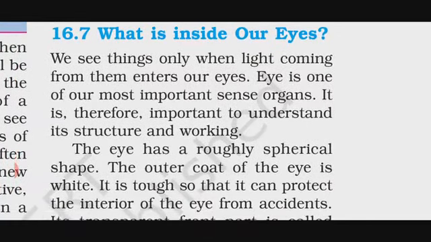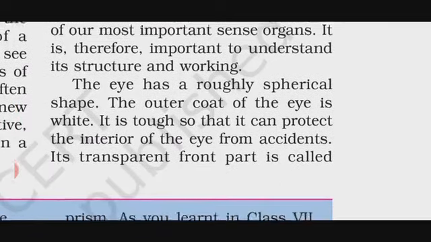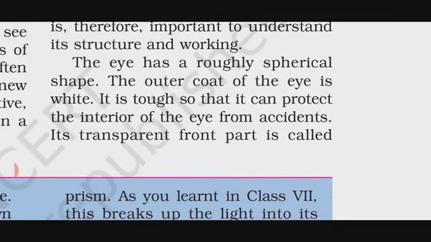So, what is inside our eyes? How can we see the objects with the help of the eye? Let's see how we can see the objects with the help of our eye. The eye is one of the most important sense organs, and it is therefore important to understand its structure and working. The eye has a roughly spherical shape. It doesn't have a completely rounded shape, but it is roughly spherical.